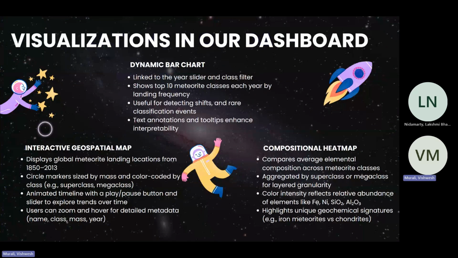Coming to the visualizations that we used in our dashboard, this is where it all comes together. First, we built an interactive map showing global meteorite landings from 1850 to 2013. You can animate it year by year, filter by class, and view trends over time. Then we used a bar chart that updates dynamically, revealing which classes dominated each year and showing spikes for rare finds linked to expeditions. Finally, a compositional heat map, which is a beautiful color-coded grid that lets you compare elemental profiles across meteorite classes. Together, these visualizations don't just show data, but they tell stories.